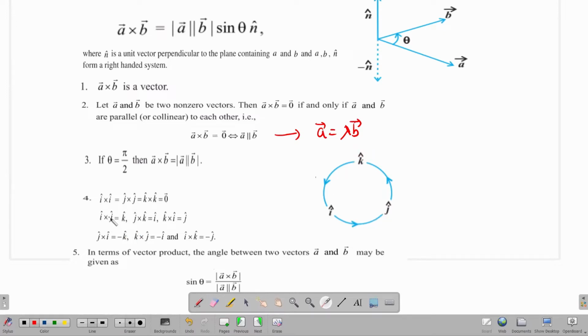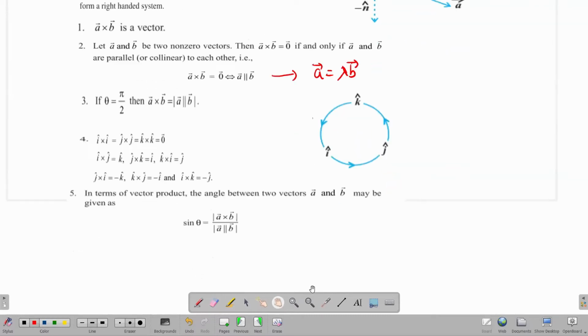If we move in the opposite direction, then we get a negative sign here. So cross product is not commutative, as you can see here, whereas dot product is commutative. In terms of vector product, the angle between two vectors a and b may be written as sine theta equals mod of a cross b upon mod a into mod b.